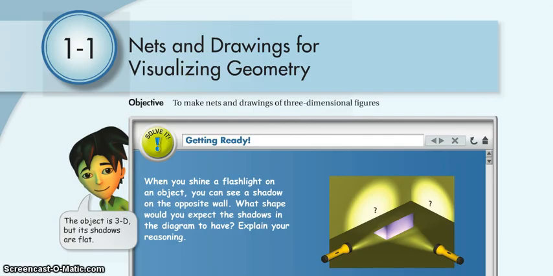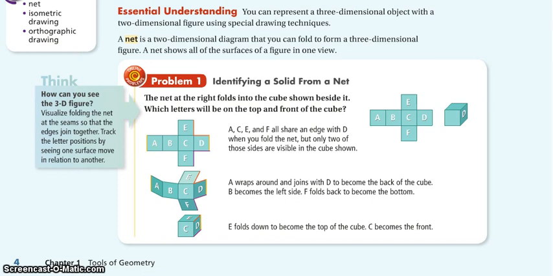Chapter 1, Section 1, we are talking about nets and drawings for visualizing geometry, and the objective is to make nets and drawings of 3-dimensional figures. And hopefully this getting ready will look familiar to you. As you follow along in your interactive notes, you will see that the essential understanding is the fact that you can represent a 3-dimensional object with a 2-dimensional figure using special drawing techniques.